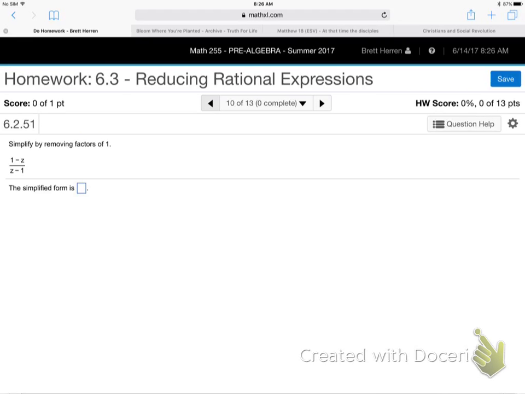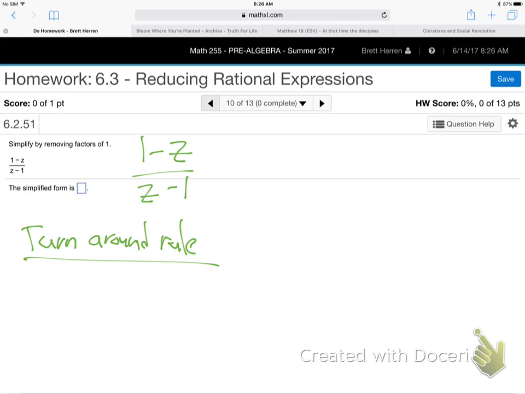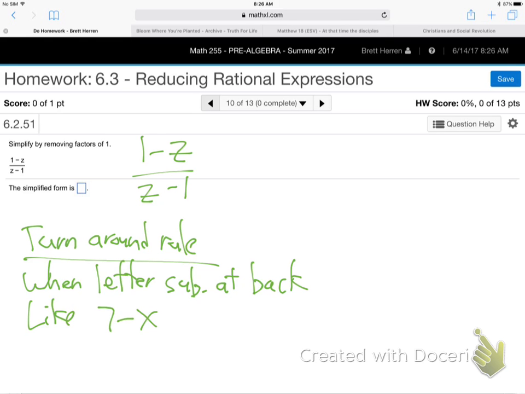All right, so 1 minus z over z minus 1. Let me write it this way. It's called the turnaround rule. We need a separate special rule called the turnaround rule. Basically, it goes like this. When the letter is subtracted at the back, like 7 minus x or something. So when it's got to be subtraction.